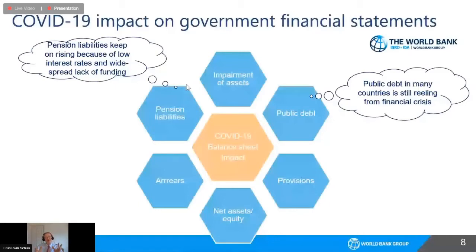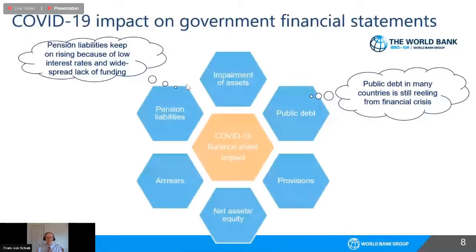Then pension liabilities, they are in many governments already even larger than the public debt. If you properly account for them on a full accrual basis, with actuarial calculation, they may even exceed public debt, and probably more so because central banks keep interest rates low, but that means that the pension liability increases. Over to you, Srini.